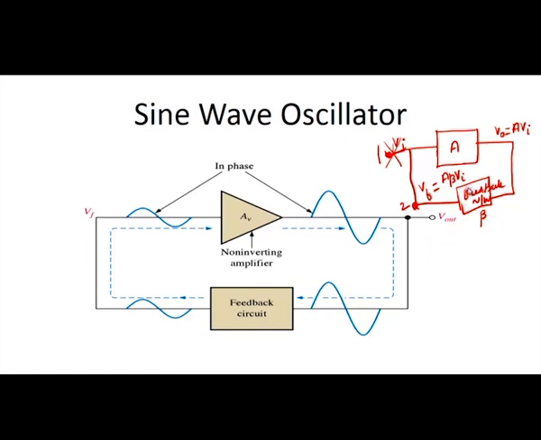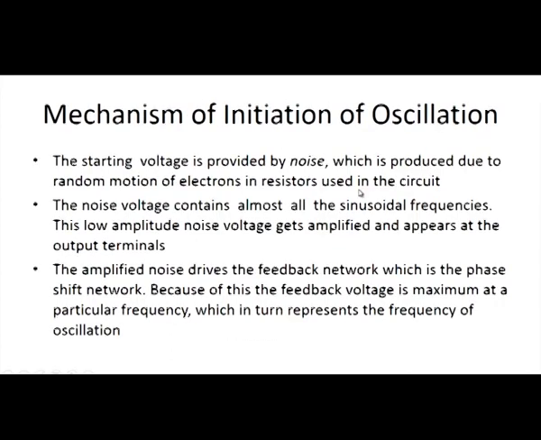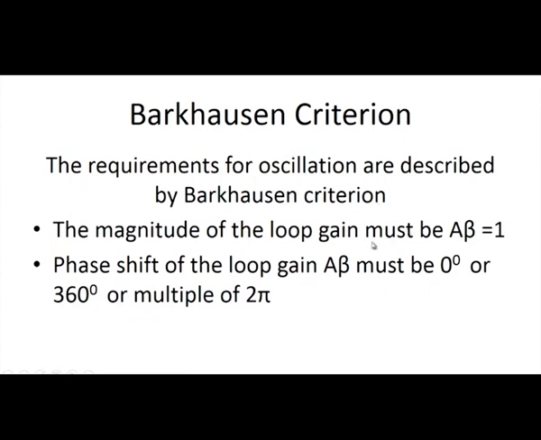And along with that condition, if the phase angle of the loop gain A beta is equal to 0 or a multiple of 2 pi, then the oscillator produces a sustained oscillation. Initially we considered the input signal Vi only for our understanding. So we have discussed the Barkhausen criteria: A beta must be equal to 1, and the phase shift of the loop gain must be equal to 0 or 360 degrees, or a multiple of 2 pi.